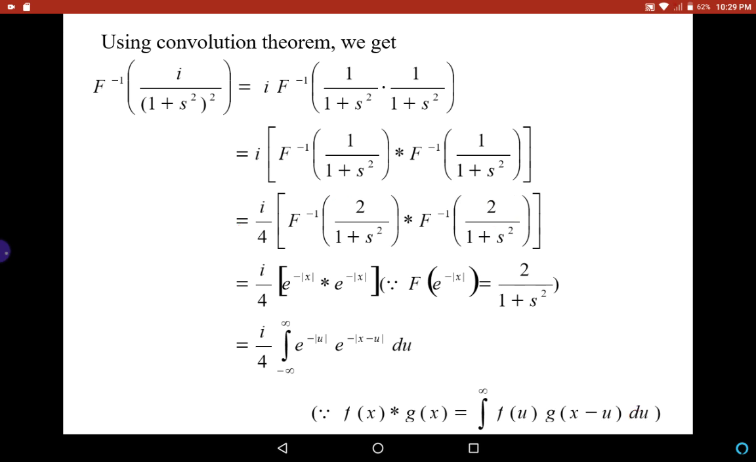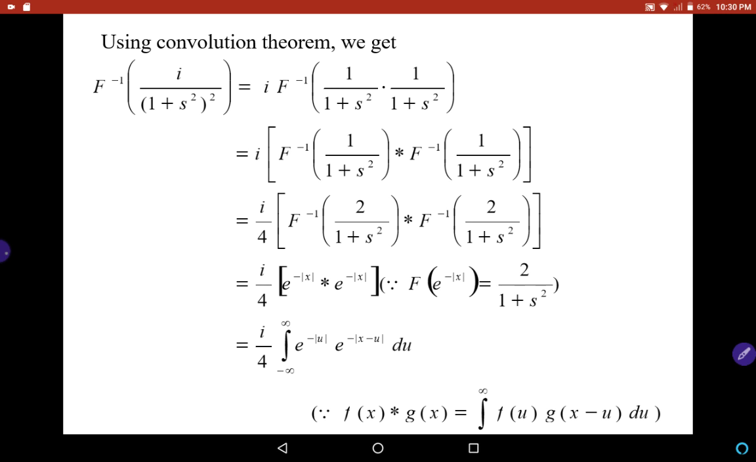You know that it is given by f of x star g of x is the integral from minus infinity to infinity of f of u into g of x minus u du. So if we apply the definition of the convolution product for these two functions, we get the integral from minus infinity to infinity of e power minus mod u. We need f of u here. So in place of f of u, we get e power minus mod u into g of x minus u. So this is e power minus mod of x minus u du. So now we have to evaluate this integral.